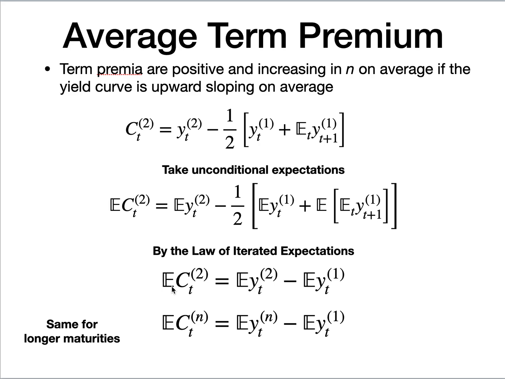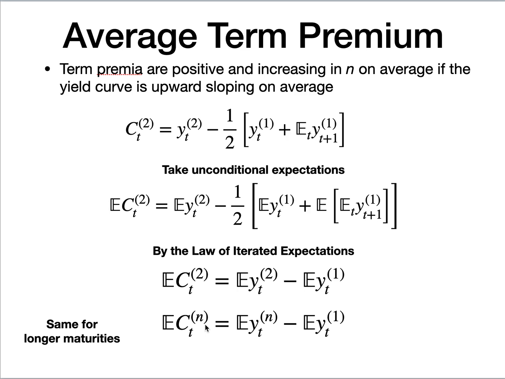The long run average, or unconditional expectation, of the term premium is just the long run average of the 2 period yield minus the long run average of the 1 period yield, because this is 1/2 unconditional expectation plus unconditional expectation. This is the same term. So the 2 and the 1/2 cancel, and that's why we get this expression. And more generally, for longer maturities, we have the same thing.